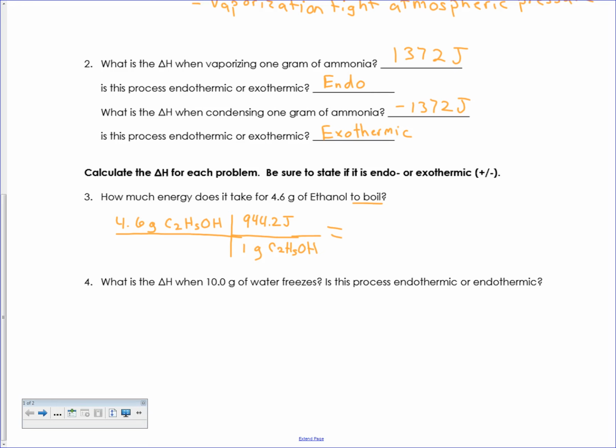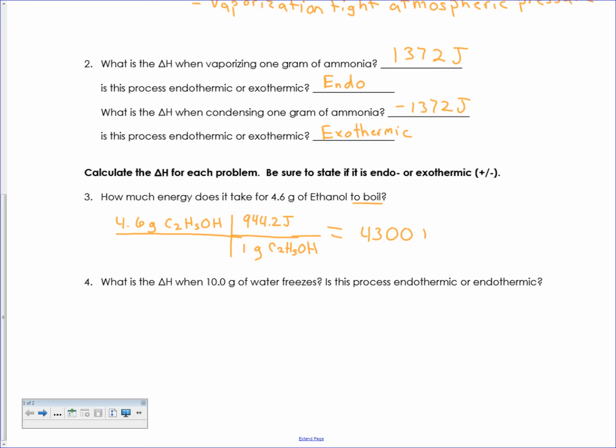For sig figs here, the 4.6 has 2, 944.2 has 4, and then that 1 gram down there is like a perfect 1 gram. The rounding in this heat of vaporization is given in the 944.2, so we don't have to worry about sig figs with the 1 gram on the bottom here. So that means that 4.6 is the lowest number of sig figs with 2, so our answer should have 2 sig figs.